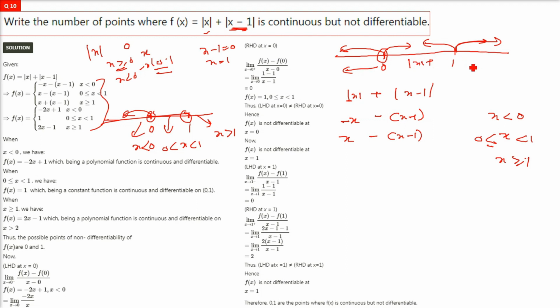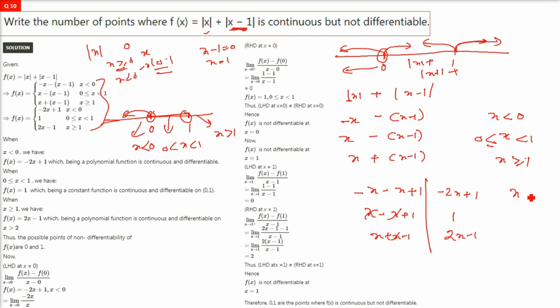For that we have modulus x as positive x, and modulus x minus 1, because you are already above 1, it will be positive x minus 1. Okay, so what do you get finally? Minus x plus 1 it is. Then x minus x plus 1 will be... Then we have x plus x minus 1. So this will give you minus 2x plus 1. This will give you 1. This is going to give you 2x minus 1.